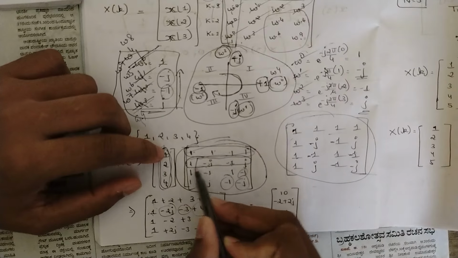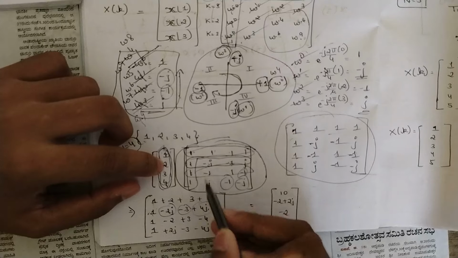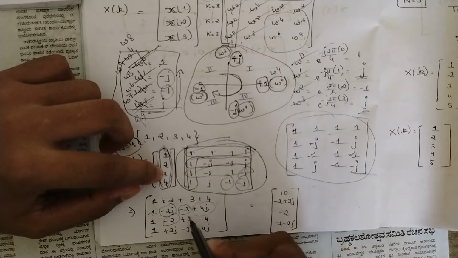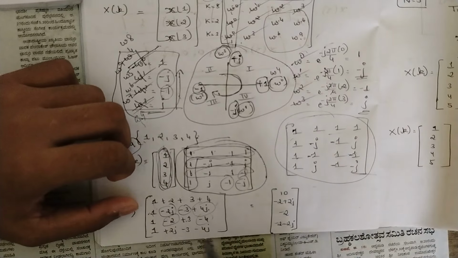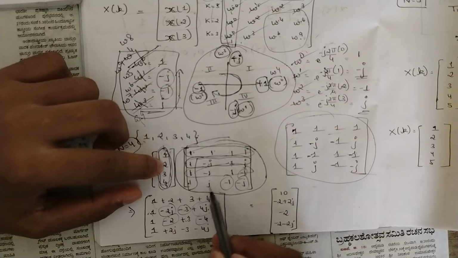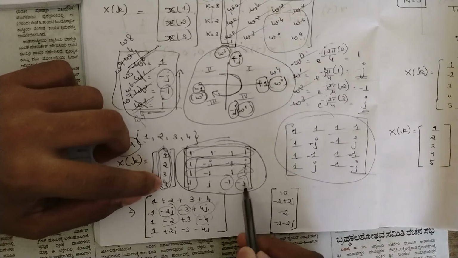Then 1 ones are 1, you consider third column and this one row, 1 ones are 1, 2 into minus 1 minus 2, 3 ones are 3, 4 into minus 1 minus 4, that is 1 minus 2 plus 3 minus 4. Similarly 1 plus 2j minus 3 minus 4j.